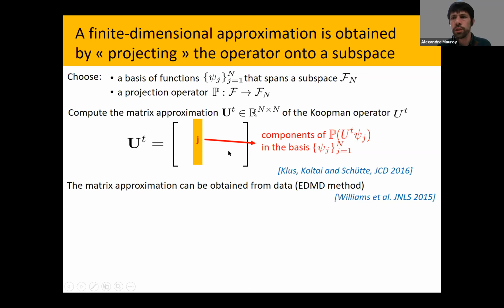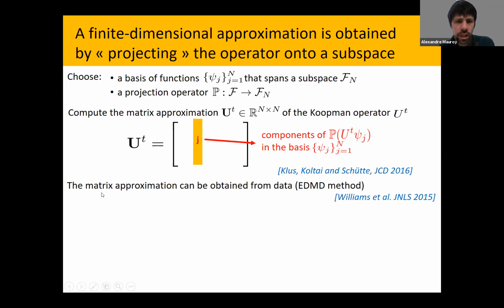Here, this is an important point, because you really see that if we want to have a numerical approximation of the Koopman operator, we need to choose a basis of functions. And there are an infinity of functions, so we have an infinity of different choices, and there is a choice to make. And this choice will have some impact, some effect on the result that we'll get at the end.